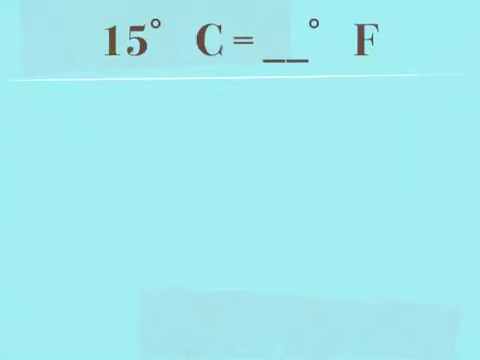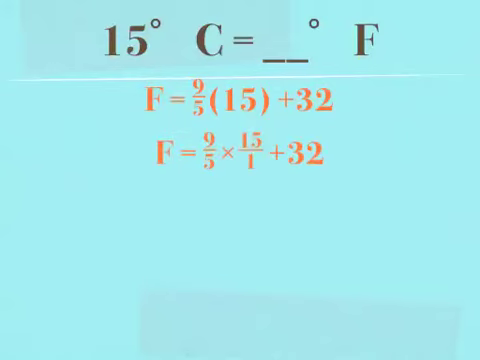The first example, I'm given 15 degrees Celsius and I want to find the degrees Fahrenheit. I'm going to plug in 15 for C, so I have Fahrenheit equals 9/5 times 15 plus 32. Just like before, to multiply 9/5 times 15, I'm going to write 15 as 15/1. I need to go ahead and bring down the plus 32 also because I have not added 32 yet. Order of operations tells me that that is the last thing I'm going to do.